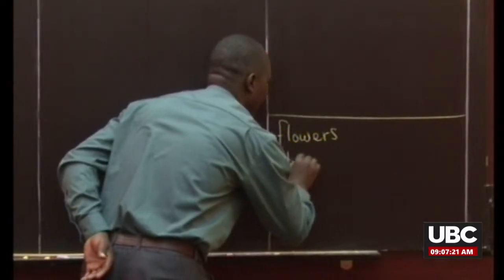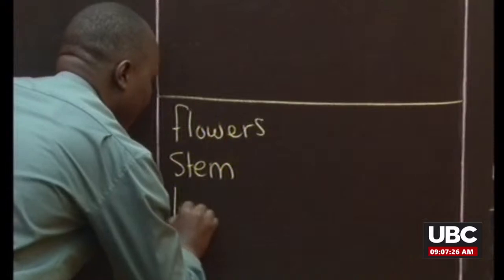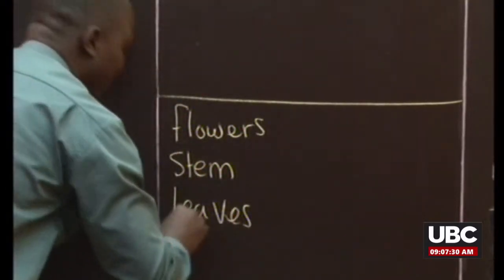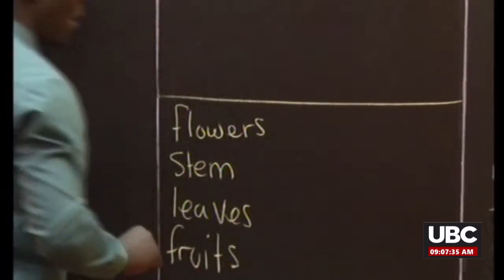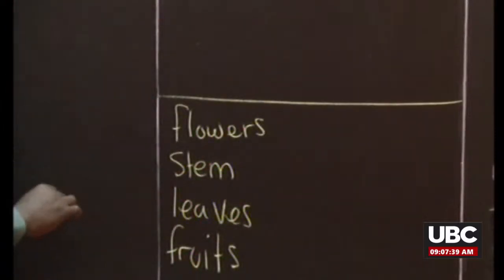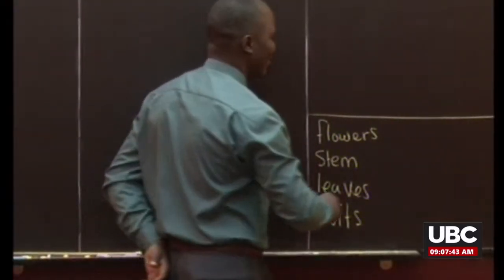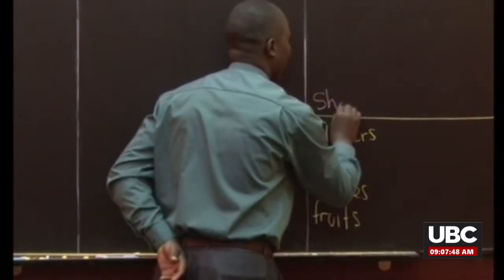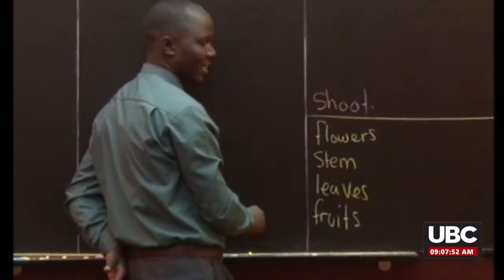The stem. We have the leaves. We have what we call the fruits. All these together, children, we give them one name. And the name given to all this is what we call the shoot. These belong to what we call the shoot.